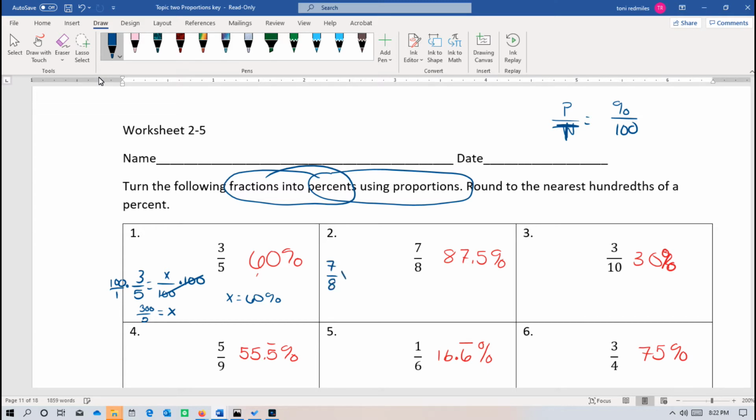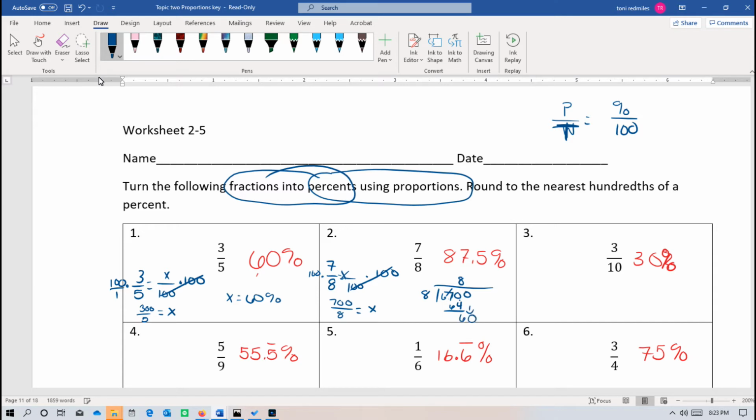All right, so I know that all of these are going to be x over 100, and I'm going to just be multiplying both sides by 100 each time, because that is how you get the x by itself. So in this one, we're going to have 700 over 8 equals that x. 8 can't go into 7, but it can go into 70 almost 9 times, but it can't go a full 9 times, so it's going to be 8.